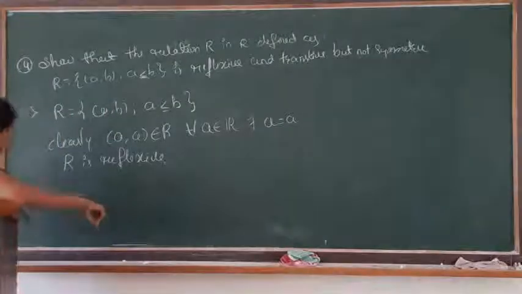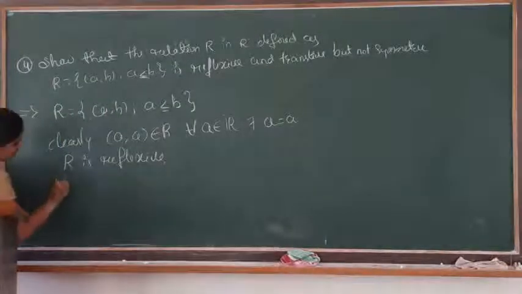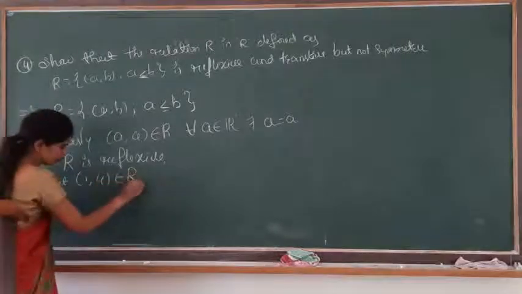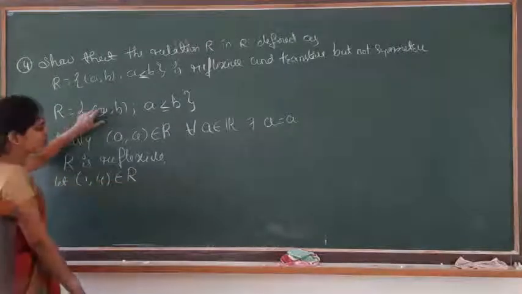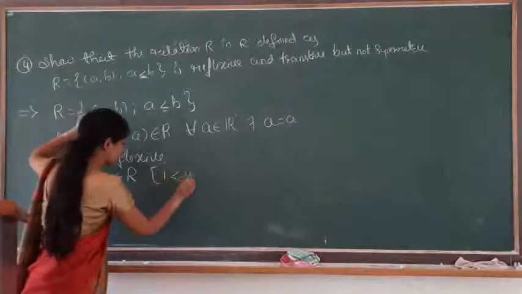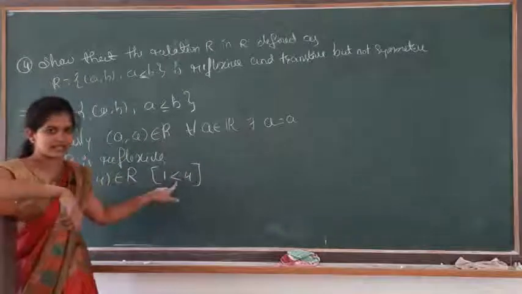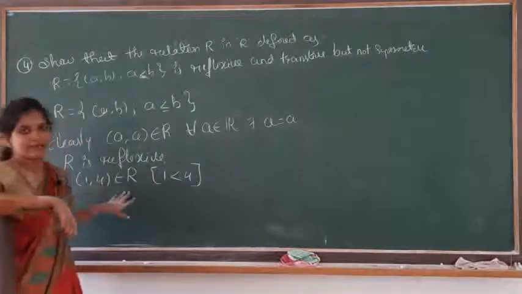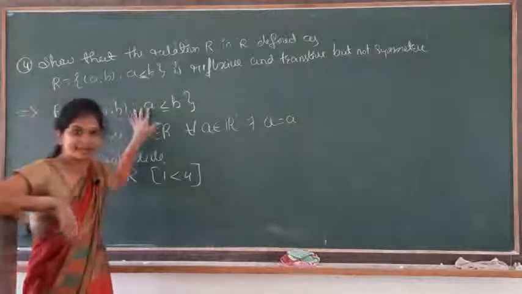And next we have to show that R is not symmetric. Let (1, 4) belong to R. (1, 4) belongs to R means 1 is less than 4. That's why (1, 4) belongs to the given relation.